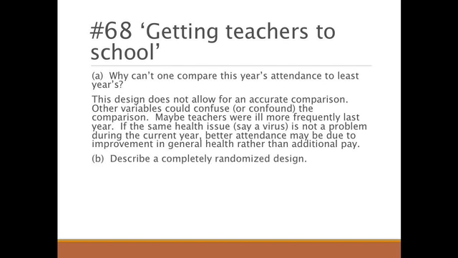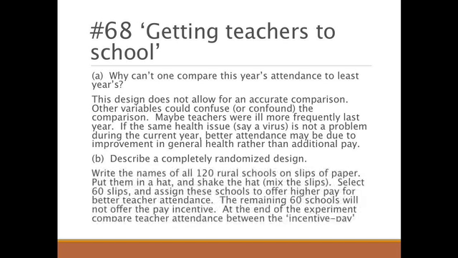Part B of the question was to describe a completely randomized design using the 120 schools available for this study. Again, using the simplest of the methods, what we like to call the hat method, write the names of all 120 rural schools on slips of paper, put them in a hat or a container, shake it, mix up the slips, select 60 slips and assign these schools to offer higher pay for better teacher attendance than the remaining 60 schools. They would not offer the incentive program. At the end of the experiment, we compare teacher attendance between the incentive pay program and the control group.